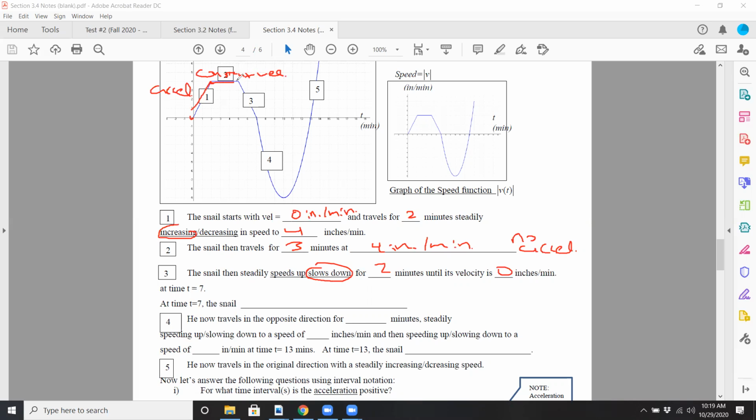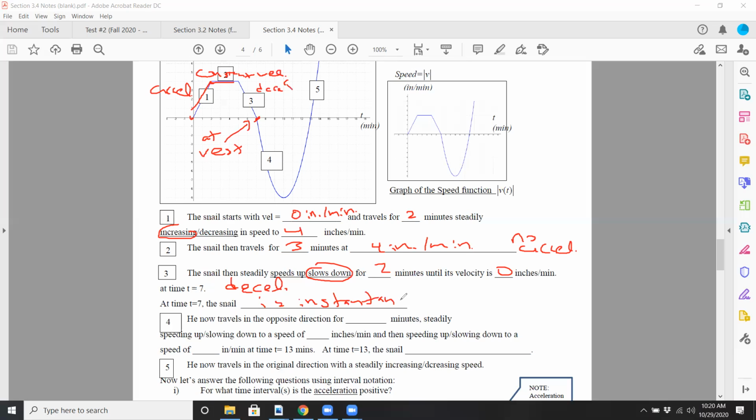Then it's slowing down, and it slows down for about 2 minutes. So it's kind of like if you're driving and you hit the brakes, right? You're still moving forward and hit the brakes, but you're slowing down. Then all of a sudden you come to a stop. So you're at rest, and this is decelerating. And at t equals 7, the snail is instantly at rest, instantaneously.